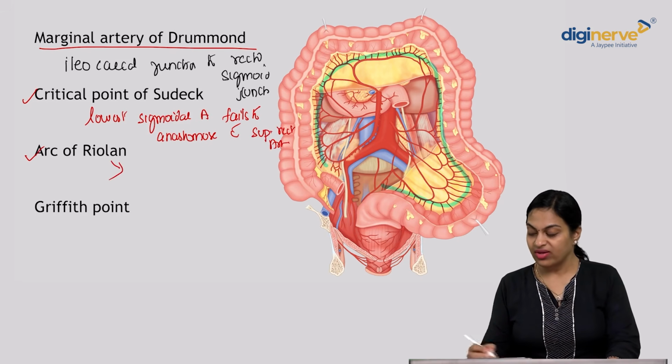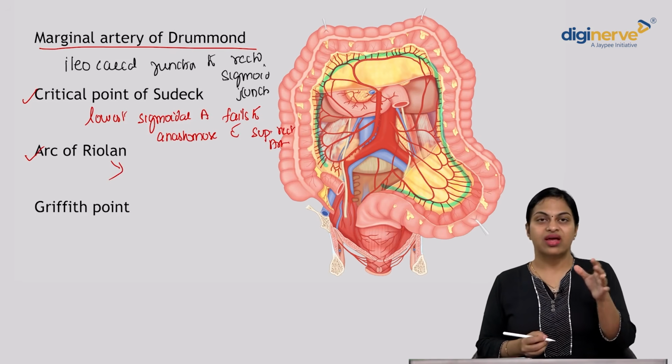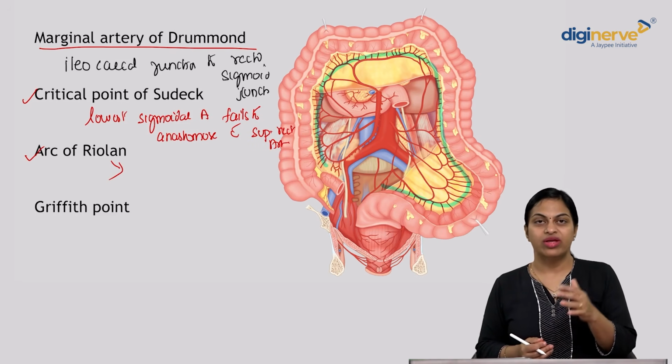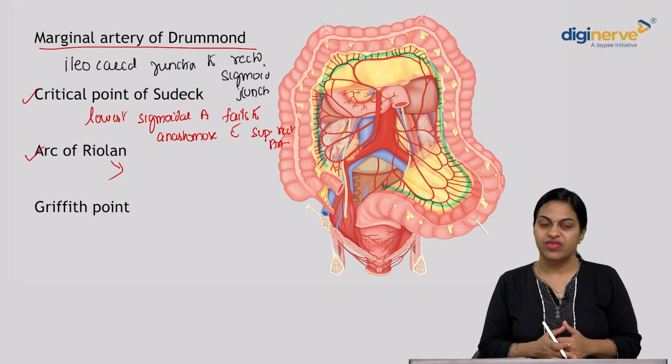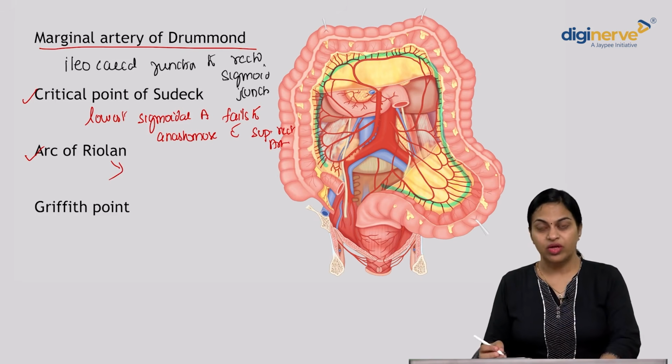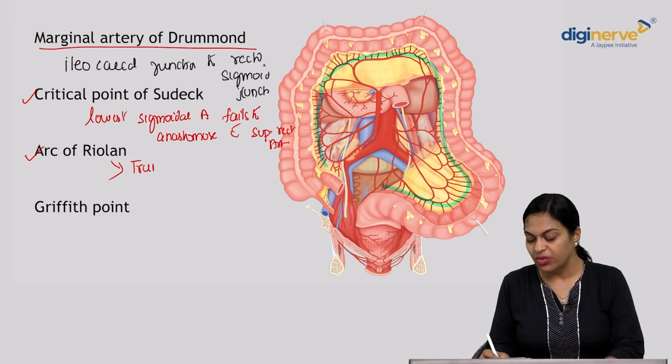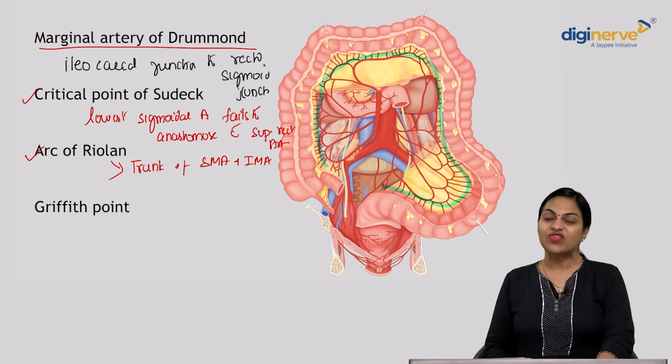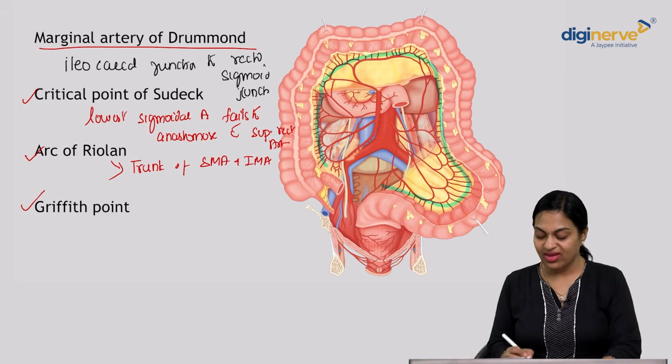Arc of Riolan. So we know that there is anastomosis between the colic branches of the superior mesenteric artery and inferior mesenteric artery. There, retroperitoneally, there can be an anastomosis between the trunk of the superior mesenteric artery and the inferior mesenteric artery. This is called the arc of Riolan.